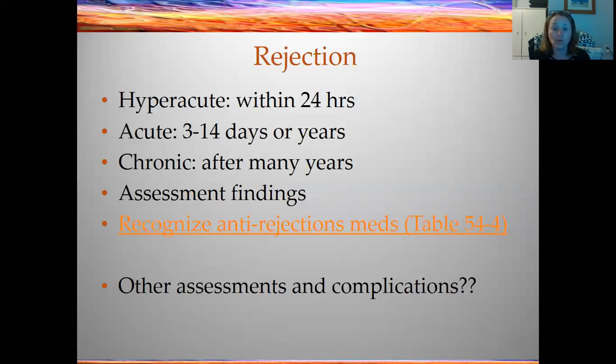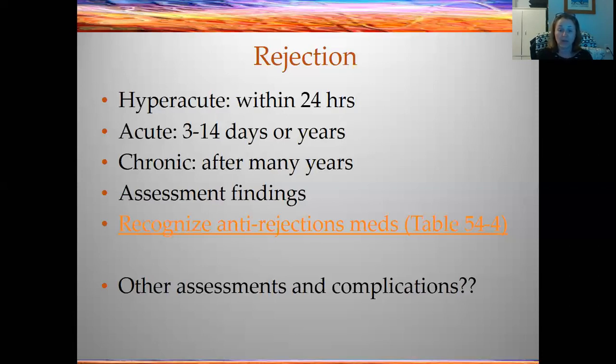When we are assessing for signs and symptoms of rejection, and this is with any of these stages, whether it's hyperacute, acute, or chronic, signs and symptoms are going to be oliguria, so decreased urine output, edema, fever, an increase in blood pressure, weight gain, and swelling or tenderness at the calf or at the graft site.